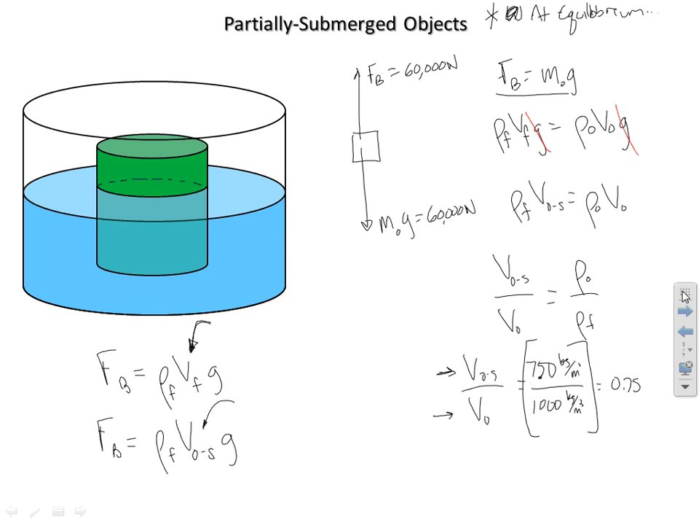All right. What do you think about that? Trickiest part: make sure you know which volume and which density you're talking about. Buoyant force is always rho fluid, V fluid, g. V fluid is always the part of the volume of the object that's submerged. Sometimes the entire object is submerged, and then the volume of the fluid equals the volume of the object, but not always, not in this case.